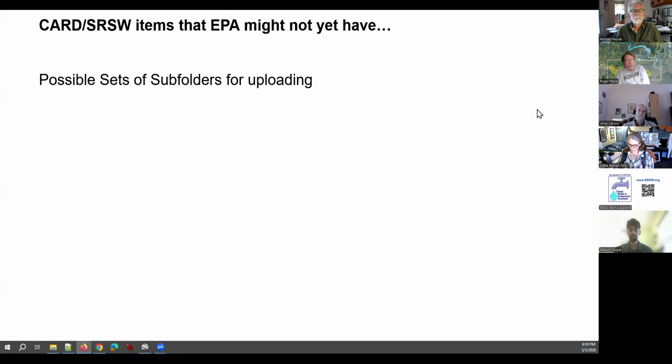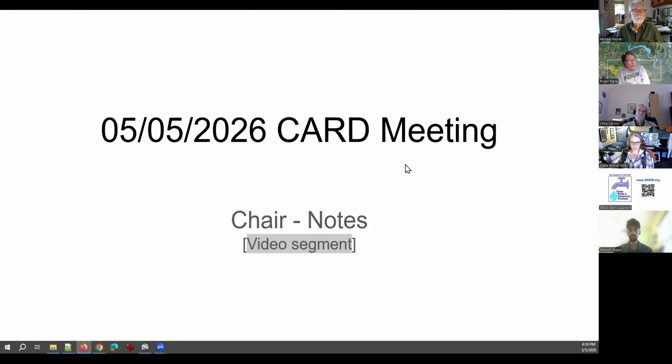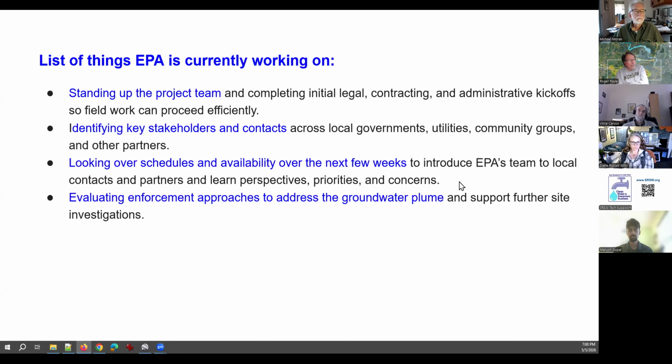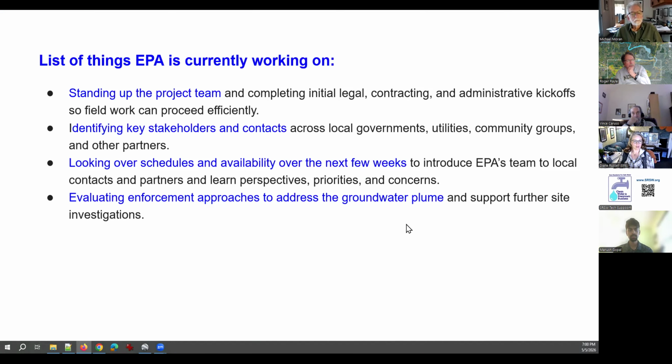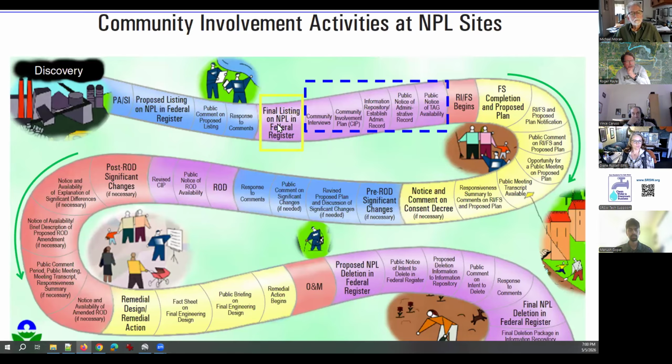So I'll just run through this really quickly here. This is basically what I had for the last month. These are the things that EPA is working on from their presentation. Here's the process as it's laid out in a couple different formats. We're here at the final listing step. There's a lot to do, and we're talking about the community interviews. It's basically this blue rectangle. Here's what's coming next, and there's a lot of things after that.